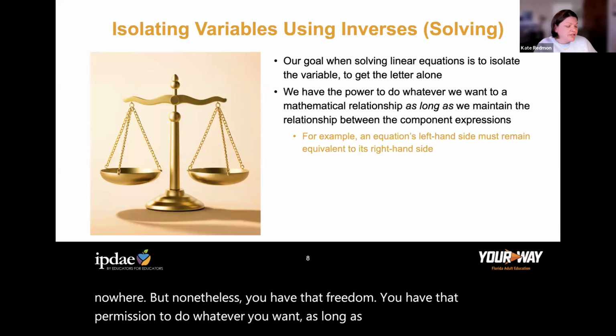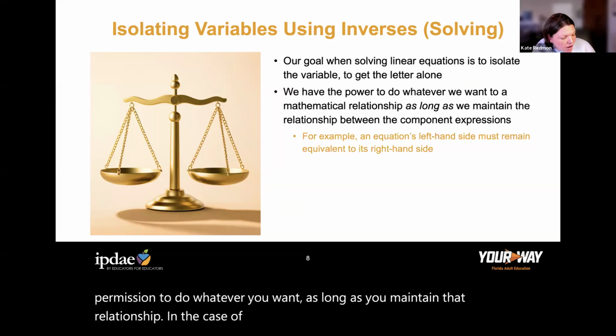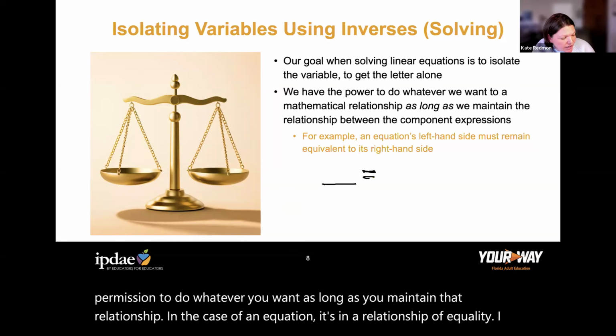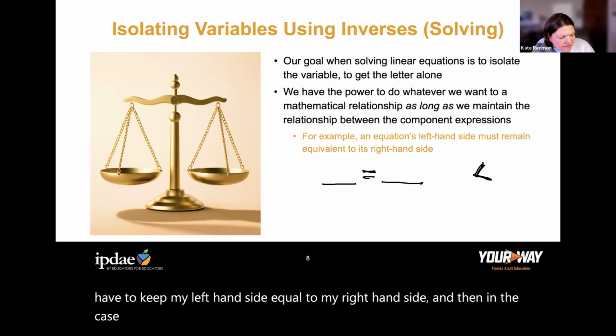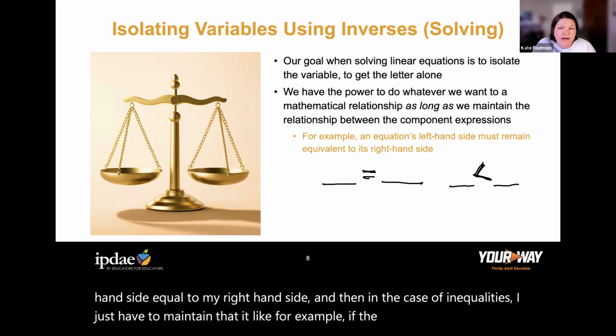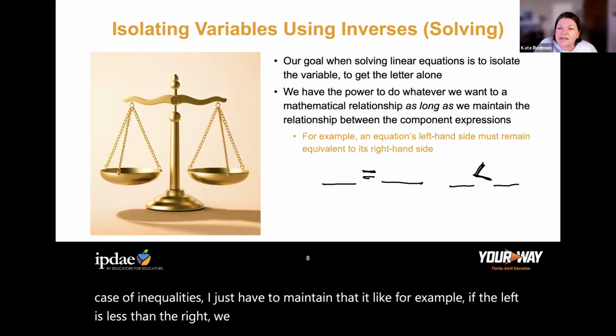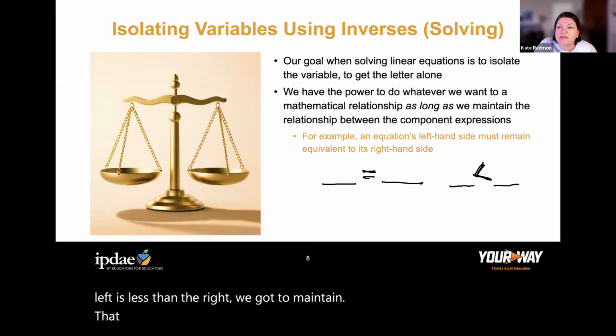In the case of an equation, it's a relationship of equality. I have to keep my left-hand side equal to my right-hand side. And in the case of inequalities, I just have to maintain that, for example, if the left is less than the right, we've got to maintain that similar relationship between the two sides. We cannot break the relationship between the two sides.